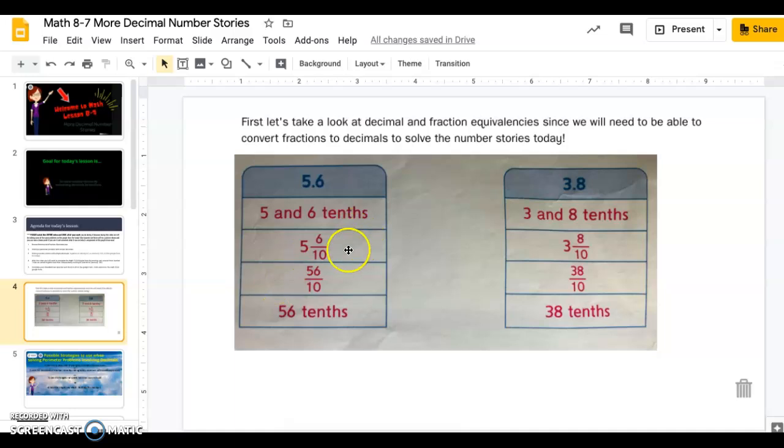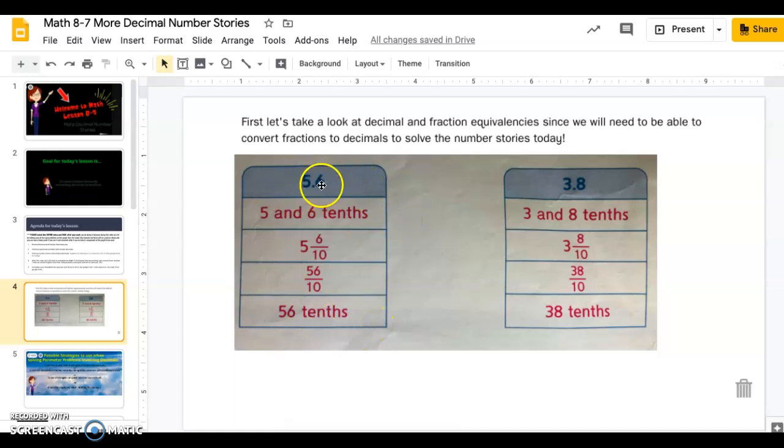I could write it as an improper fraction, 56 tenths, because 5 wholes, 10 tenths for every whole. 10 times 5 is 50, plus 6 more tenths, 56 tenths. Or I could write it as the number 56 and just the place value word tenths, 56 tenths.